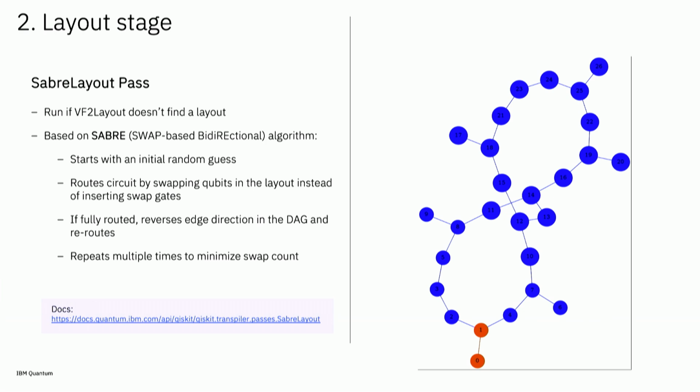Then it reverses all of the edges in that DAG representation and works backwards. And the goal of this is to try to converge the qubits where you have the highest degree of connectivity so that all of the operations that need to work more closely together do. And we repeat this going back and forth multiple times and hopefully converge on a good solution.